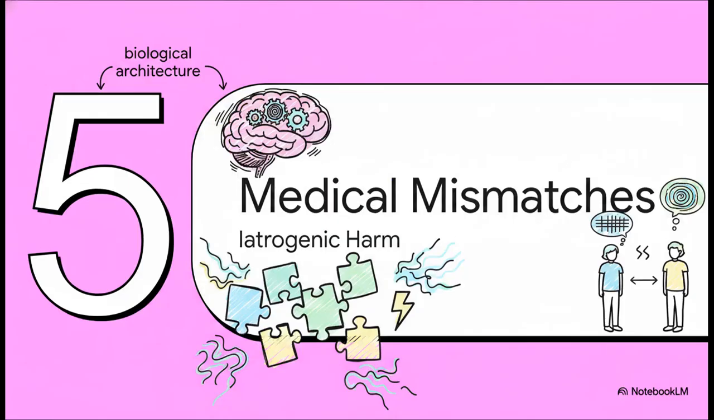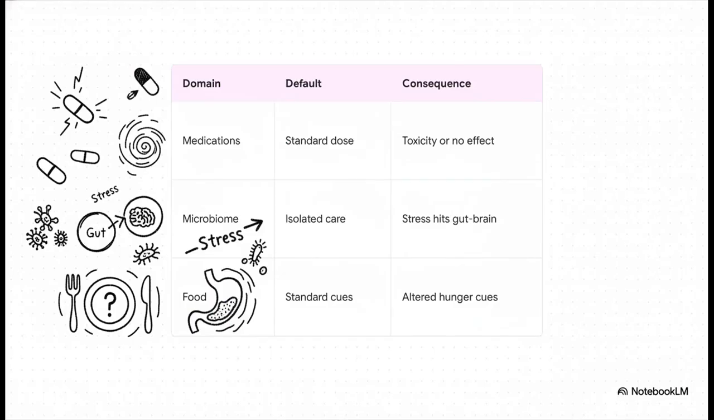That takes us to Section 5, medical and biological mismatches. This is about good intentions causing iatrogenic harm. Let's break down exactly what this means in practice across a few domains. Take medications, for example. Drug metabolism actually varies, and autistic people can show totally atypical patterns in how they clear drugs from their system. So a standard dose might be straight up toxic, or it might just not work at all. Or look at the microbiome.